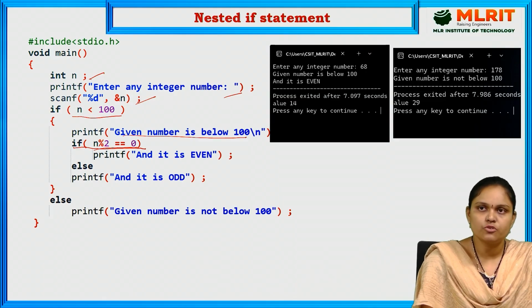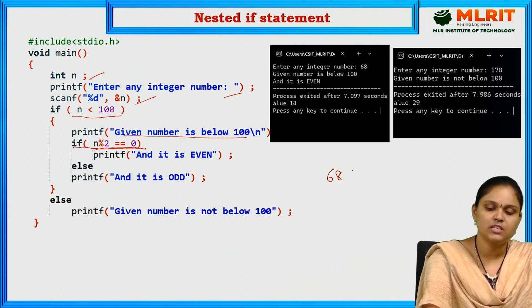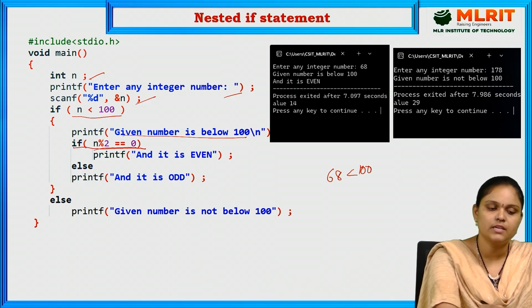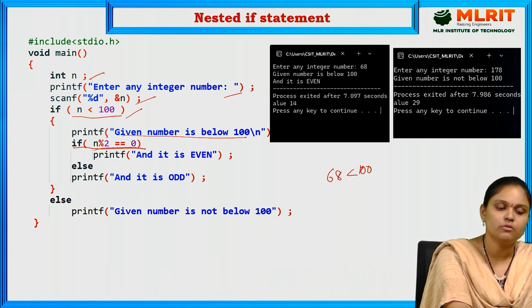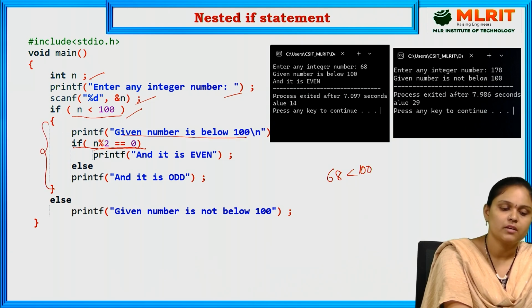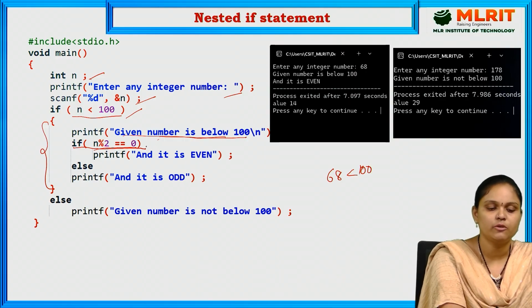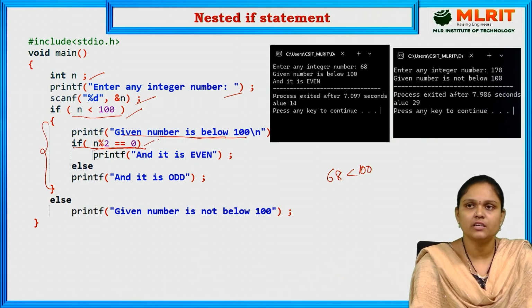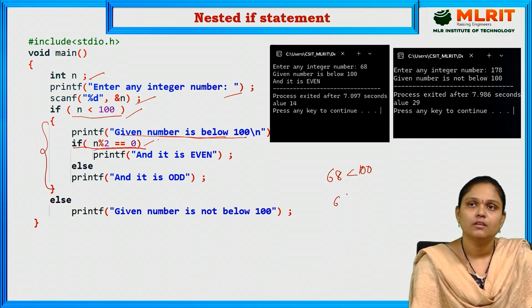N modulus 2. For suppose the number we are taking is 68. So the first condition is 68 less than 100. Yes, it is true. So this condition is true, so we are entering into this block of statements. And here, by using printf, we are printing "below 100", and by using another if we are checking one more condition, that is, whether 68 is even or odd.